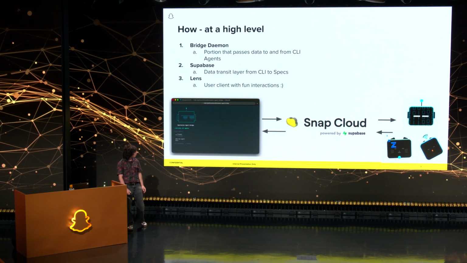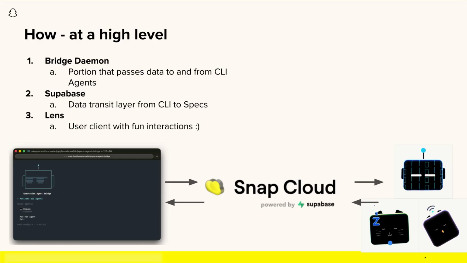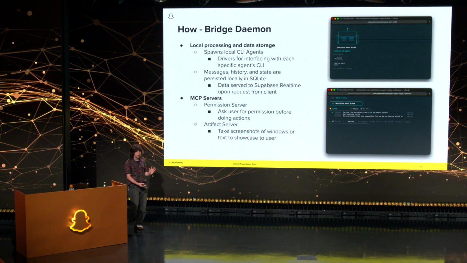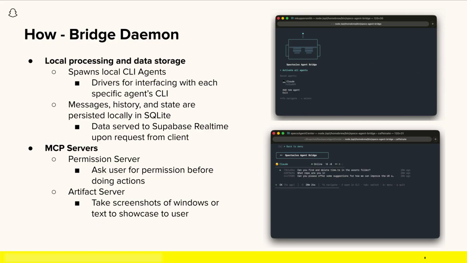The way this works at a high level is this project is split into 3 different components. We have a bridge daemon, which is what actually runs in the CLI right here, and this basically interfaces with all of the different CLI terminals for the different agents. We have Supabase, which acts as an intermediary, so that's where data transfer is happening. And then we have the Lens client, which is where we have all our fun visualizations and interactions. So we'll go component by component, and I'll go through a couple examples of how data transfer goes.